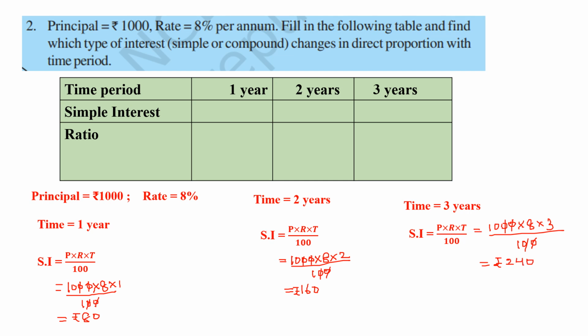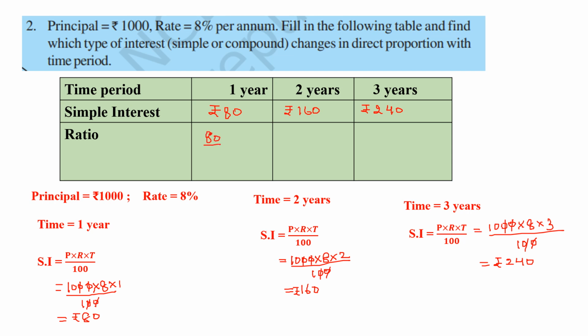So now I'm going to put all the values over here in the table. So for the first year, I got simple interest as 80 rupees. Second year, it is 160 rupees. And for the third year, I got it as 240 rupees. So now I'm going to find the ratio of simple interest with respect to the time period.